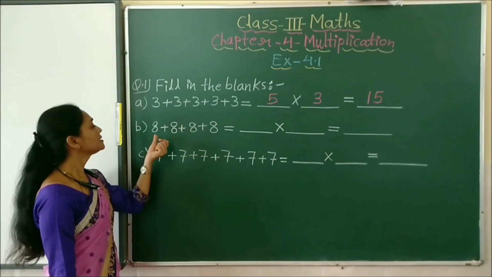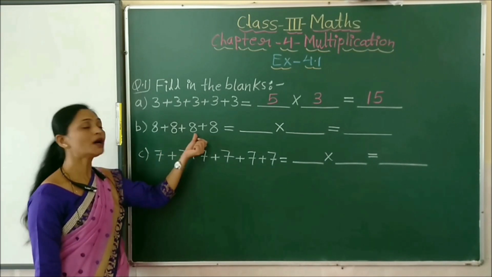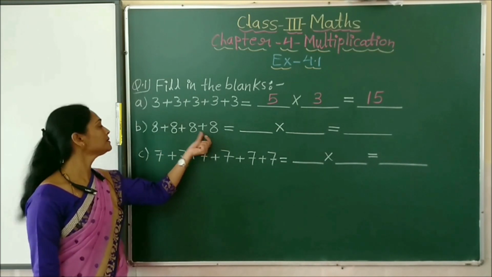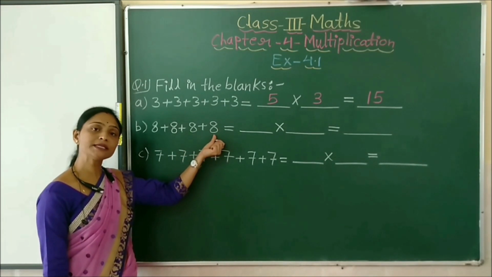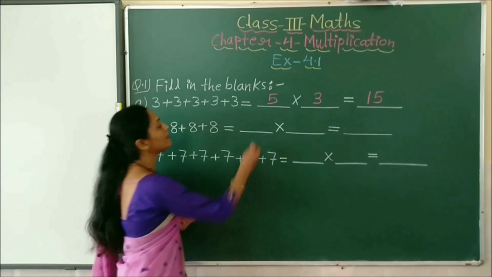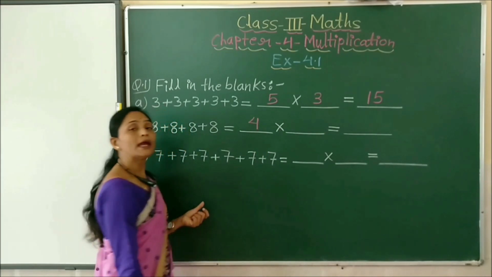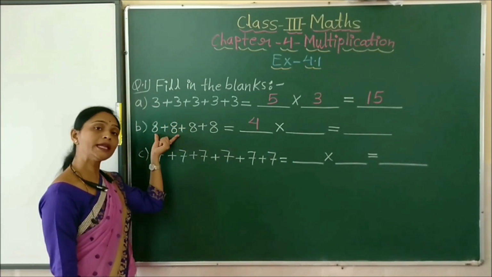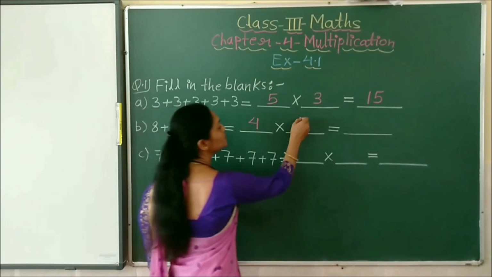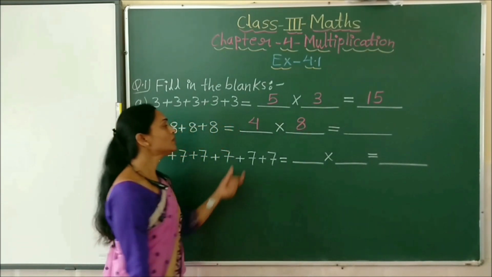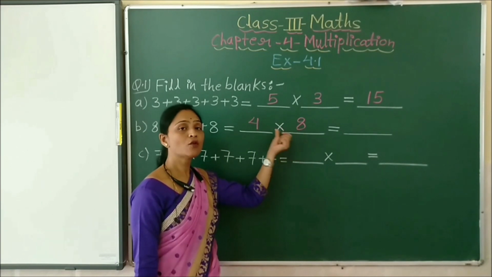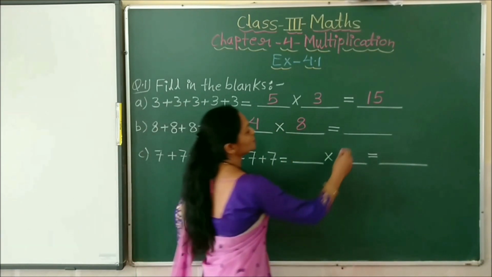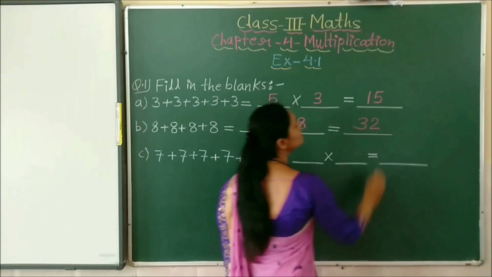Now see this one. Here also we have to count how many times this 8 is repeated. 1, 2, 3 and 4. How many times is it? 4 times. So first we have to write here 4 and then the number 8 which is repeated. So here we have to write this 8. Now what to do? We have to multiply both the numbers. So 4 8s are how much? 4 8s are 32. So here we have to write 32.